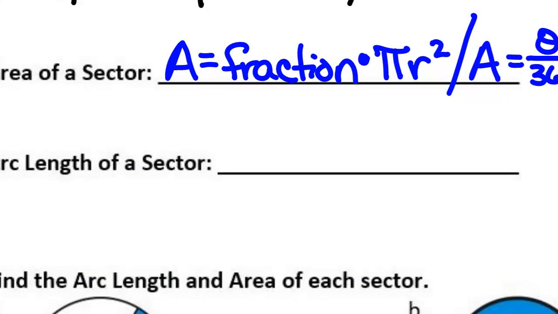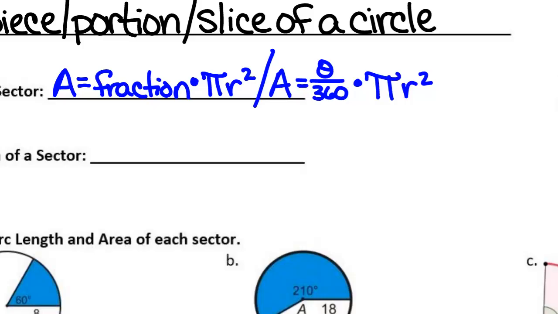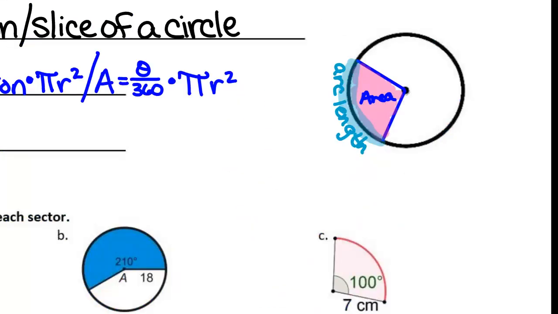The arc length is the portion of the circumference for a sector. So this right here, kind of like thinking of it as the crust. Here's my arc length.